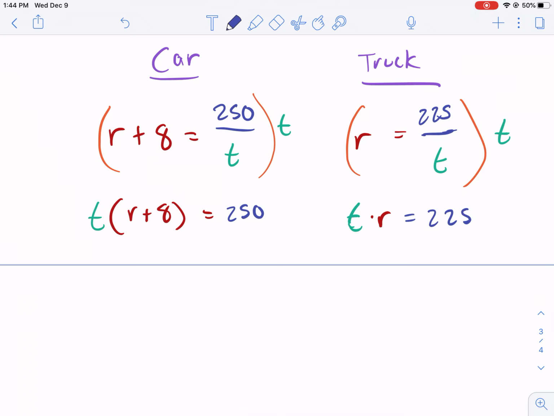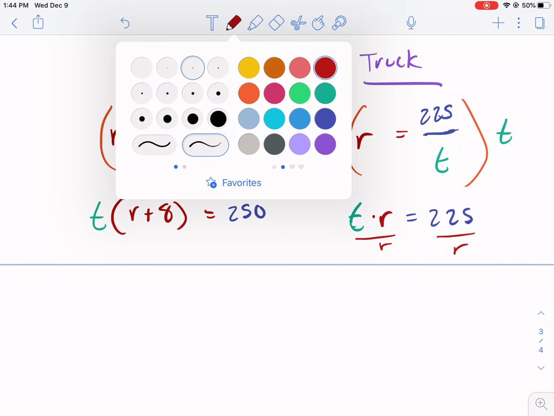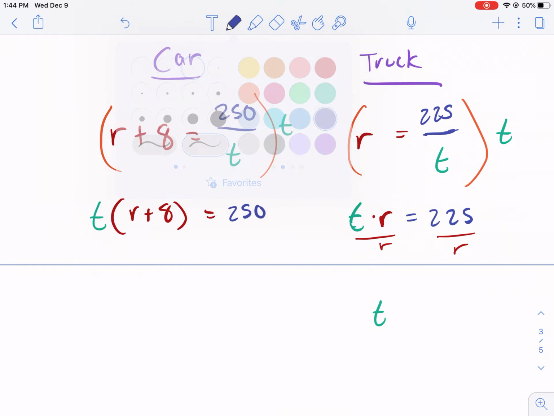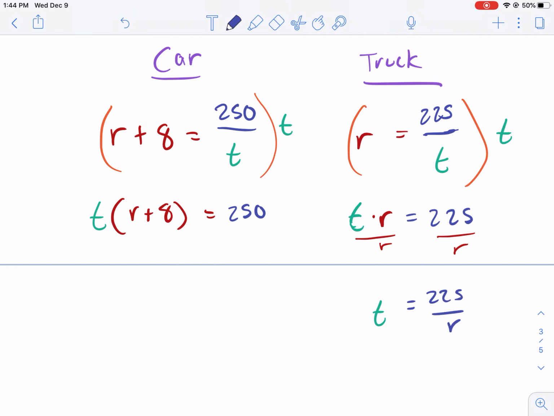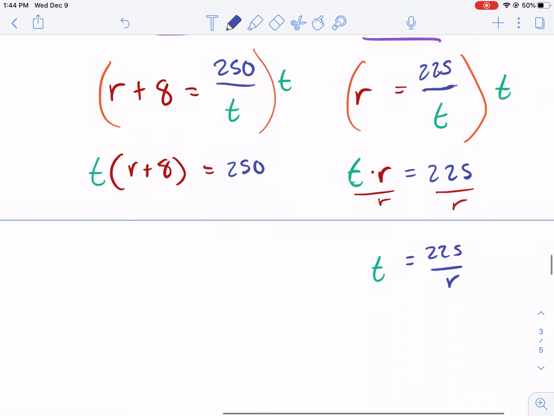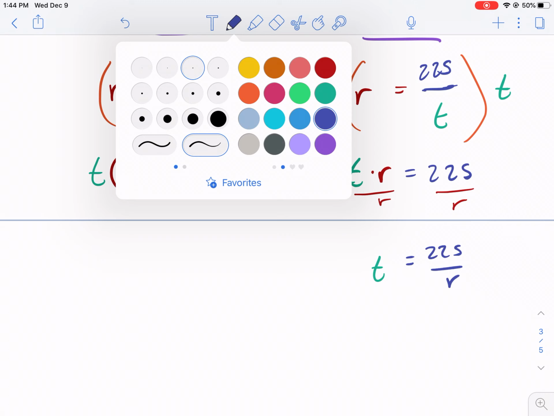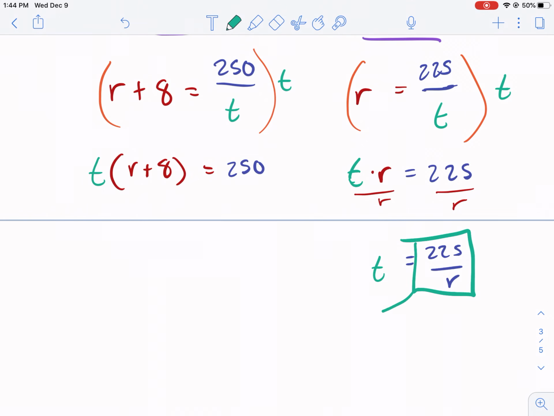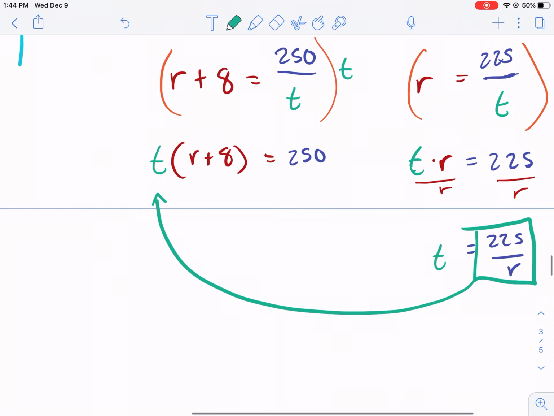This one's not going to be easy to use elimination on. Because we have T in both, I'm going to solve for T in this equation and substitute it in there. This is just one way I suggest doing it, doesn't mean it's the only way. I'm going to divide both sides by R, and I get T equals 225 over R. Since I know this is the value of T, I can substitute it in for T in the second equation. That's what substitution is all about.